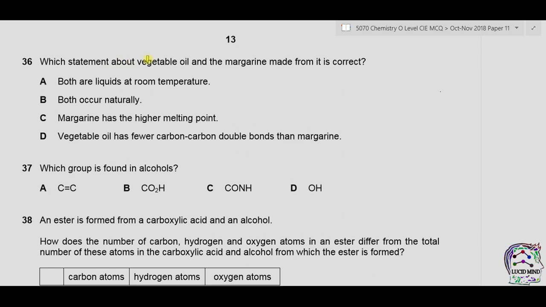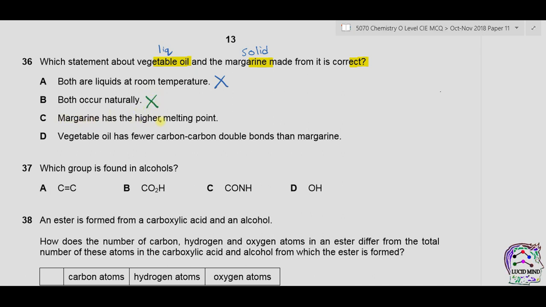Question 36. Which statement about vegetable oil and the margarine made from it is correct? A. Both are liquids at room temperature. Now vegetable oil is a liquid at room temperature while margarine is solid. So statement A is wrong. B. Both occur naturally. Now vegetable oil occurs naturally but margarine is made artificially.